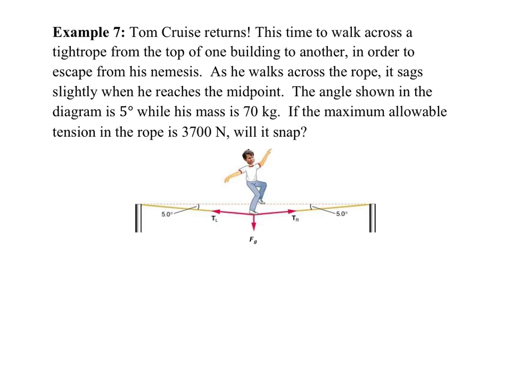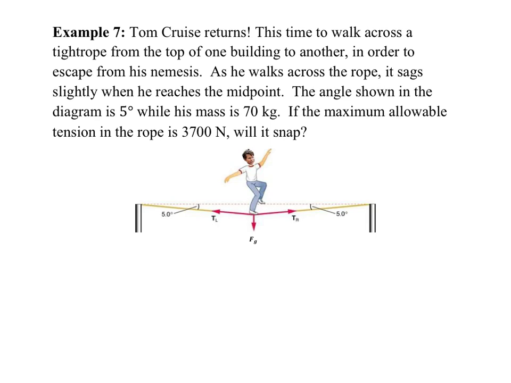Anyway, so Tom Cruise is walking across a tightrope. Imagine he's like Batman or something. He shot this thing across, it latches onto their building, and then he has to walk across it in his jeans for some reason. So he walks across this tightrope from the top of a building to another. He's escaping his nemesis. As he walks across the rope, it sags in the middle slightly, okay, when he reaches the midpoint. The key to this problem, by the way, is the symmetry here. He reaches the midpoint, same angle, it's going to help us a lot. The angle shown in the diagram is 5 degrees, while his mass is 70 kilograms. If the maximum allowable tension in the rope is 3,700 newtons, will it snap?